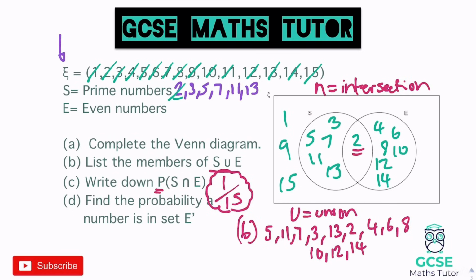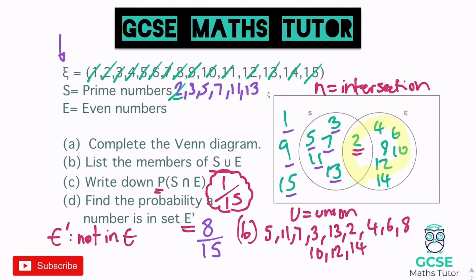Now the final part here, it says find the probability a number is in set E dash, and that little dash just means not in. So E dash means not in E. Now if we have a look, there are quite a few numbers that are in E. So all of these numbers here are in E. So all we need to do is have a look at how many numbers are not in E. So let's pick a different colour. Let's underline all the numbers that are not in E. 1, 2, 3, 4, 5, 6, 7, 8. So the probability of picking a number that's not in E is 8, again out of 15.